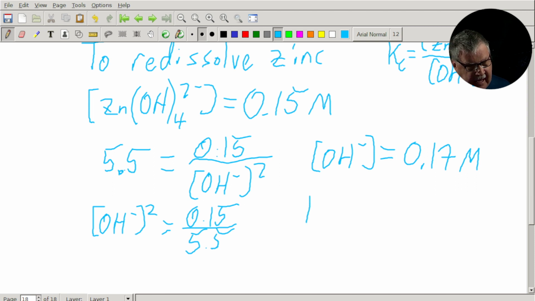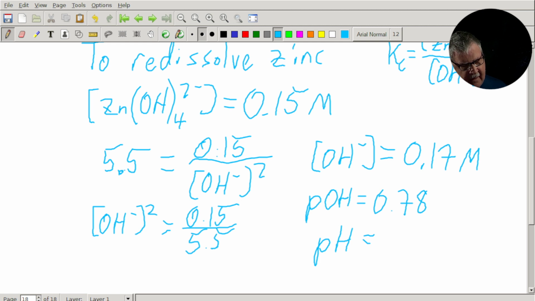All right, so again, we could calculate the pOH from this. I get 0.78. And so that means my pH is going to be 13.22.